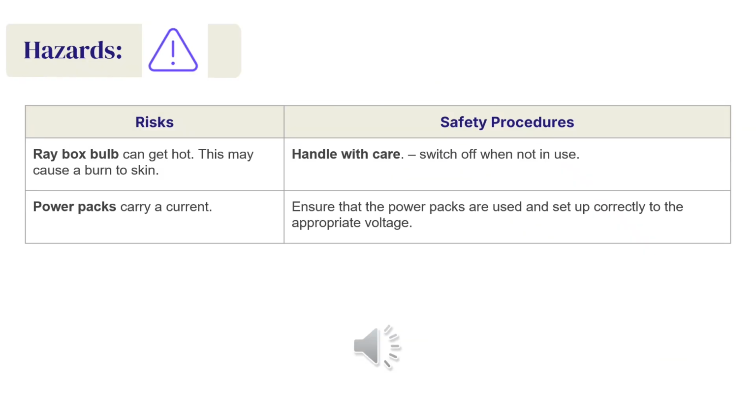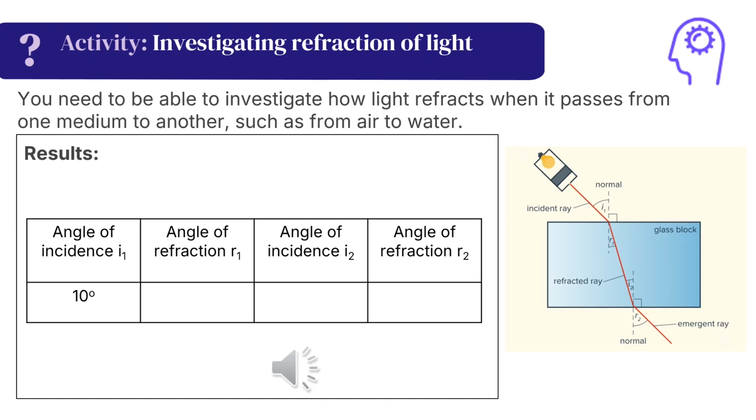Be careful. The ray box bulb can get hot, so handle it carefully and switch it off when not in use. Power packs carry current, so make sure they're set up correctly at the right voltage. Record your measurements in the table. Write down the angle of incidence and the angle of refraction for both entry and exit. Start with 10 degrees, then add the others.